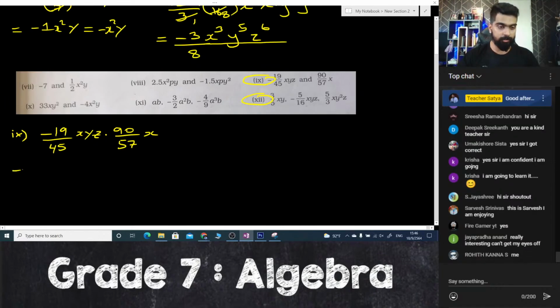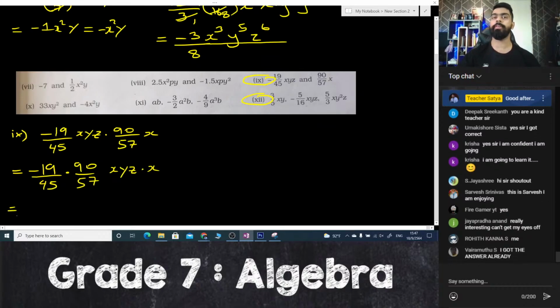All right. So again, guys, if you remember, we are going to multiply the numbers first, right? So let's write it down. Minus 19 over 45 multiplied with 90 over 57, right? And then we have x, y, z. So we are going to take x, y, z multiplied with x, right, guys? Numbers with numbers and the variables with the variables, right? You got the answer already.